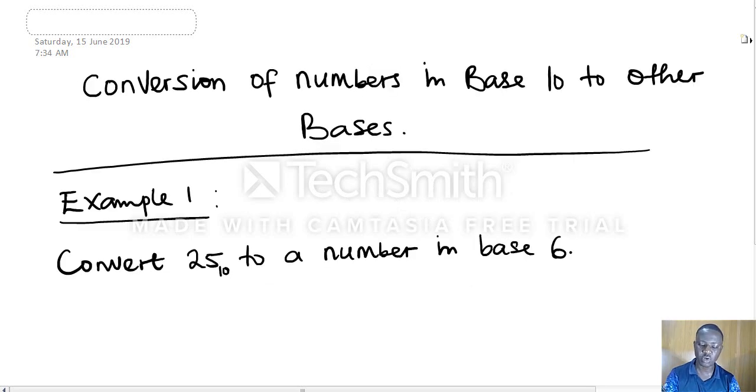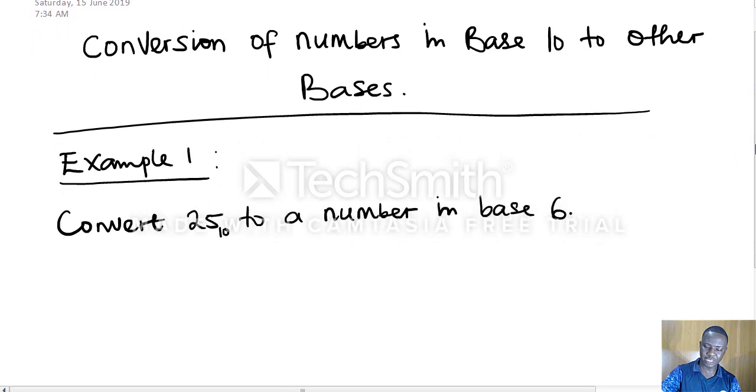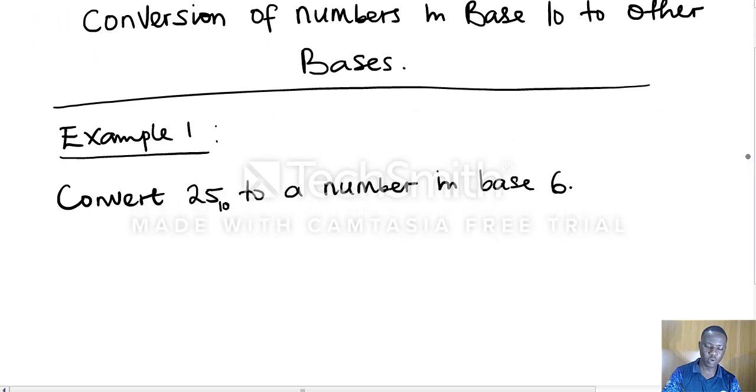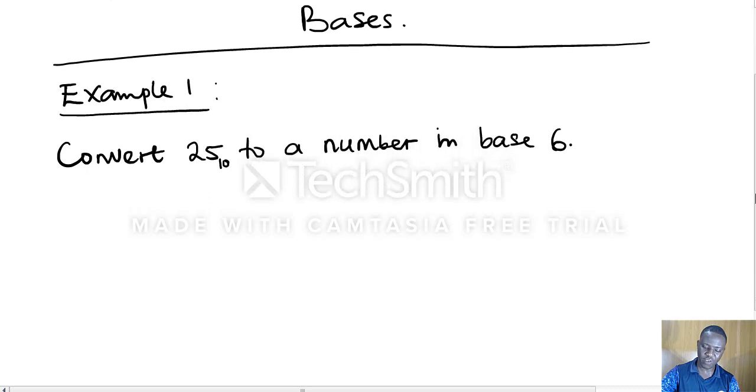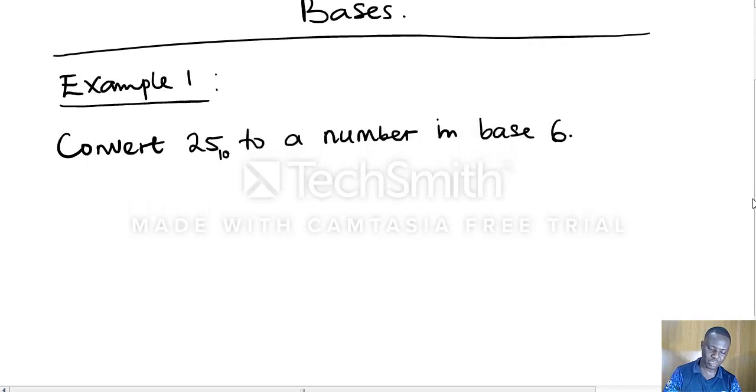So let's look at conversion of numbers in base 10 to other bases. This is the method applied in one that serves for all. Now we have example 1, which says we should convert 25 base 10 to a number in base 6. In order for us to convert 25 in base 10, which is the decimal system, to a number in base 6, we need to use the long division method by dividing 25 and its multiples repeatedly by 6.